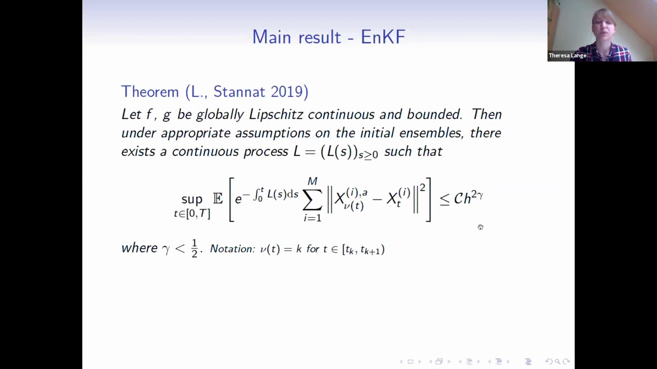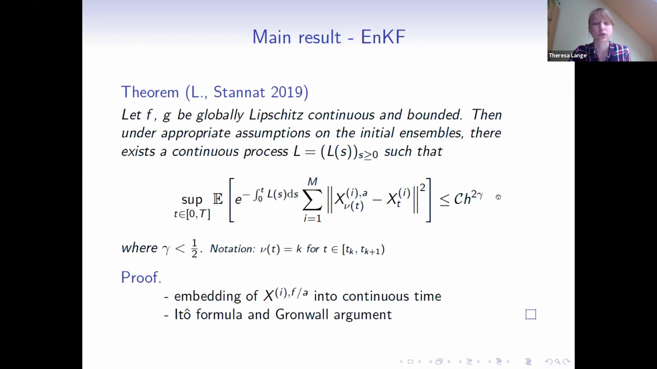So let me first of all explain to you what is written here. If we take discrete and continuous time filter and have it look at the squared difference, averaged over the ensemble, then weighted by some exponential factor and averaged over all possible realizations of the filters, we can find that uniformly in time, this difference converges at a rate h to the power 2 times gamma.